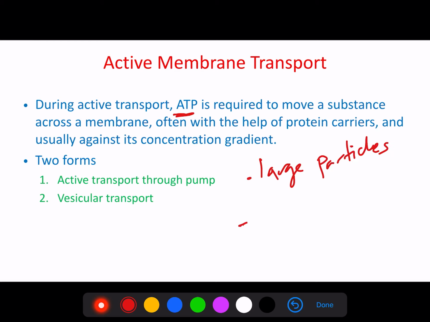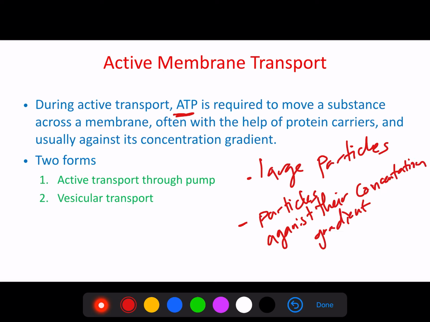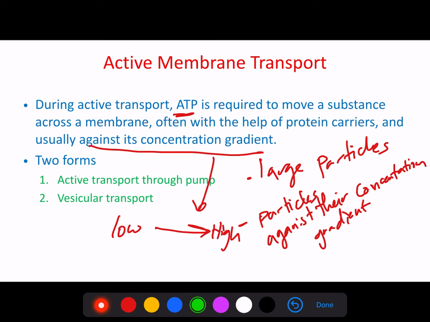And importantly, sometimes we are moving substances or particles against their concentration gradient. What does it mean? It means you are moving them from areas of low to high. Remember, in diffusion it was from high concentration to low concentration, that is along their concentration gradient. But in active transport, no, it's from an area of low concentration to an area of high concentration. And this is against their concentration gradient.